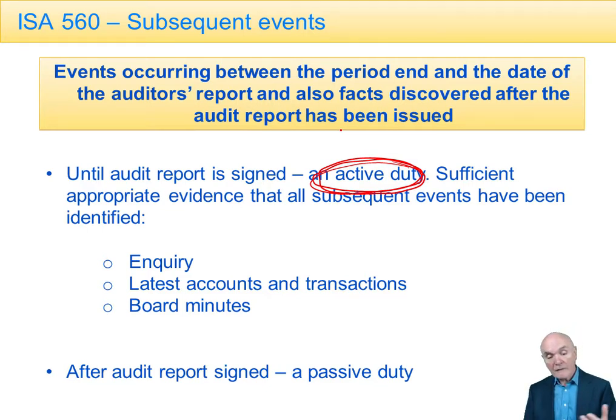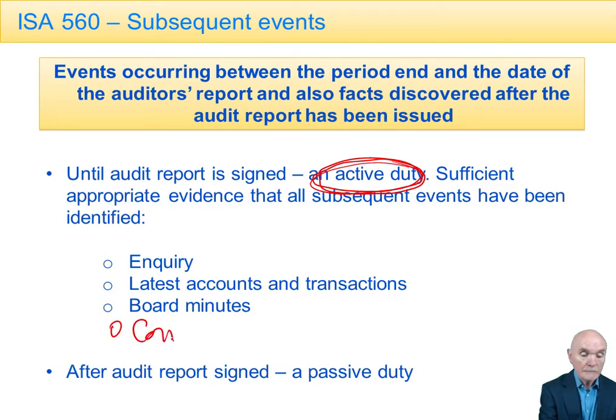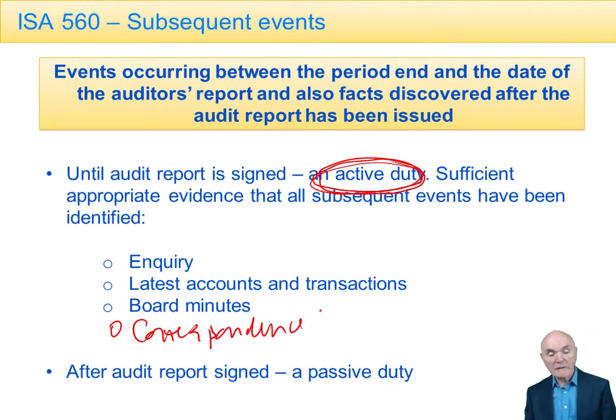You might also look, I could put it on here, at correspondence. Look maybe at correspondence with lawyers, correspondence with customers. Just to see if there's anything in that correspondence dealing with perhaps a liability that really existed at year-end, but it's only now we're finding out about it, because it's only now that a lawyer or a customer who's maybe injured has begun to take action.